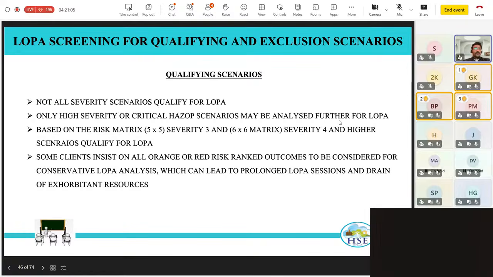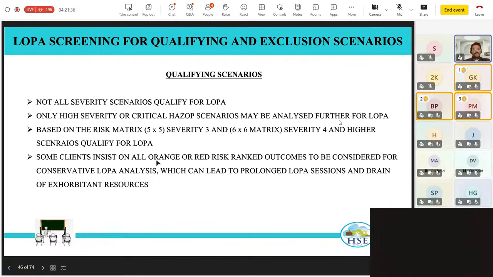Yeah. So based on the risk matrix, for a 5x5 risk matrix, essentially severity 3 and above, and for a 6x6 risk matrix, essentially 4 and above scenarios are considered for LOPA. So that is your definition of severity. Now again, this is the first instance where we are using the HAZOP evaluated data for LOPA, where we looked at the consequence of HAZOP and determined its severity, and then we consider this severity and above severities for LOPA analysis or LOPA qualifying.